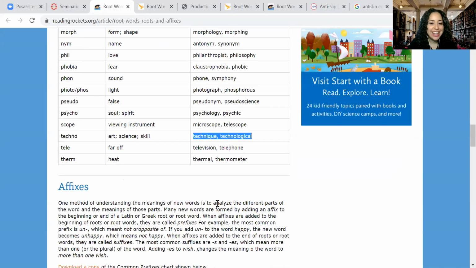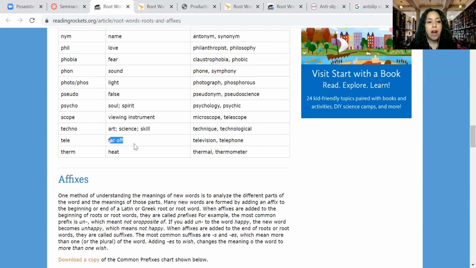Nice, isn't it? Tele, that's the root. It means far off, which is used for television, telephone, teleconference, telework. It's called like that.